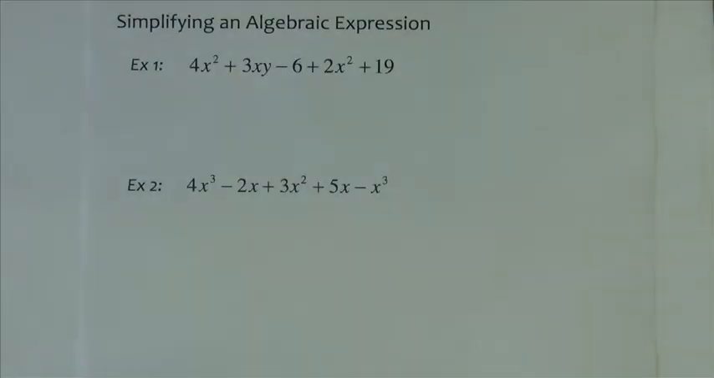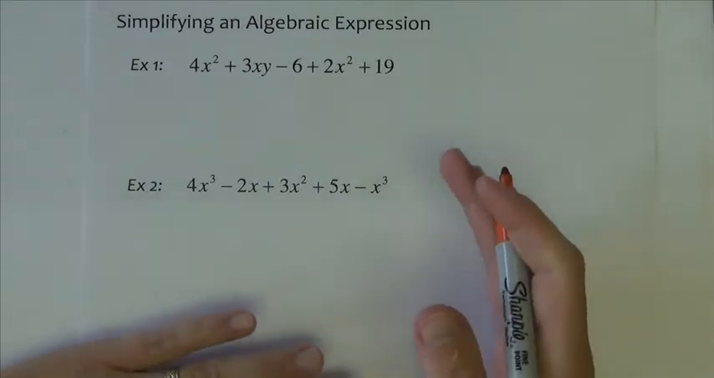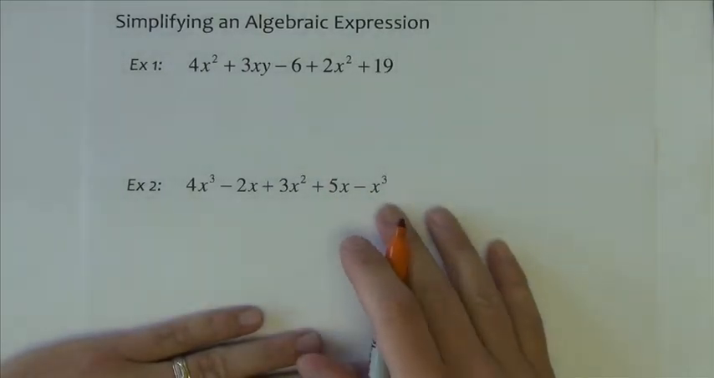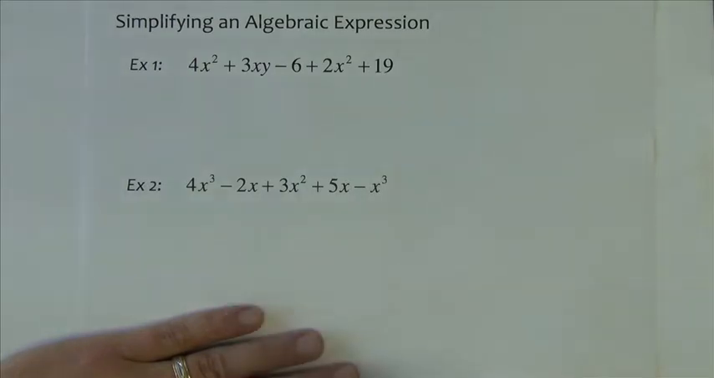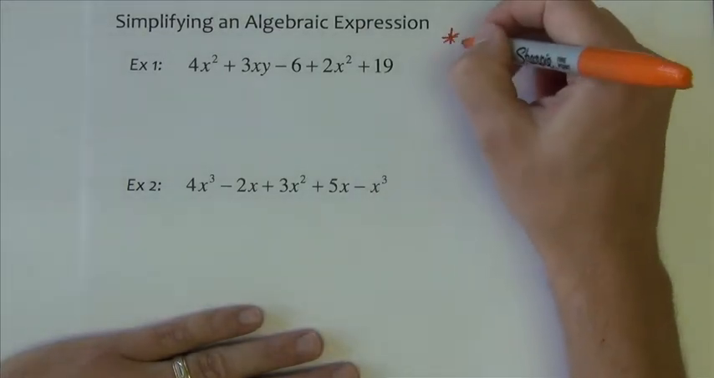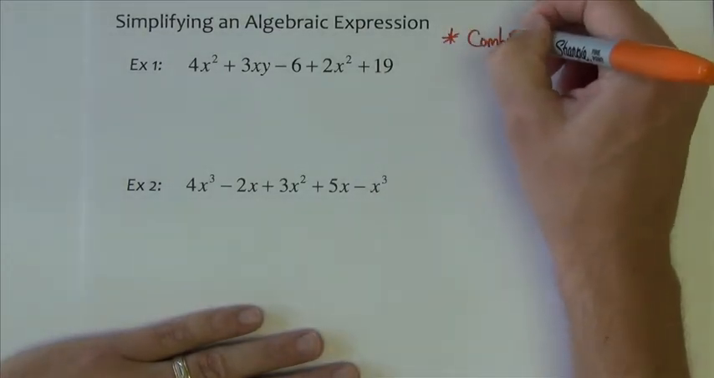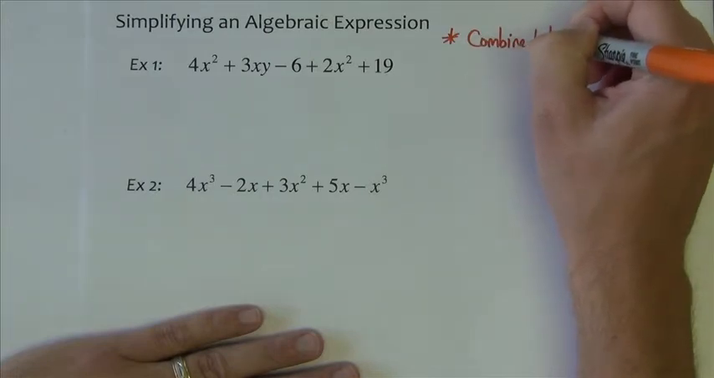Finally, in this section, we look at how to simplify an algebraic expression. Different than evaluating what we just did. Evaluating was plugging numbers in for variables. Simplifying the expression, we leave all the variables, and the aim is to combine like terms.